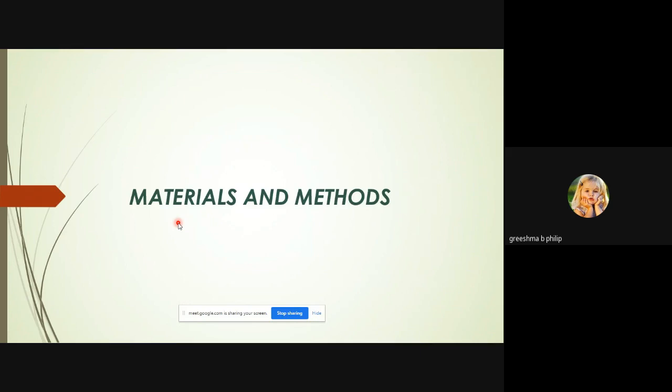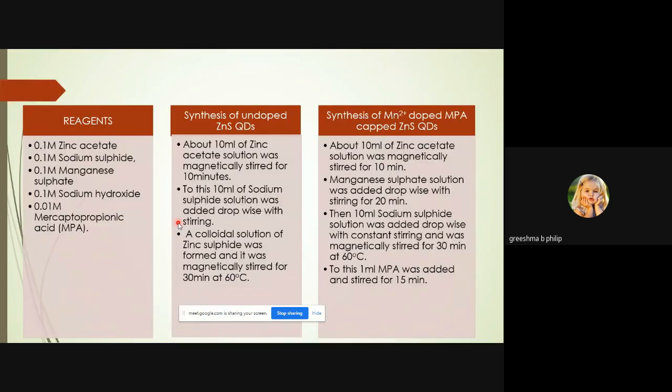Then moving to the materials and methods used. First, the reagents that are used for synthesizing the quantum dots are 0.1 molar zinc acetate, 0.1 molar sodium sulfide, manganese sulfate, sodium hydroxide, and MPA, that is mercaptopropionic acid. Here, MPA is the sensor, and manganese and the rest are the other quantum dot components. Synthesis of the undoped quantum dots.